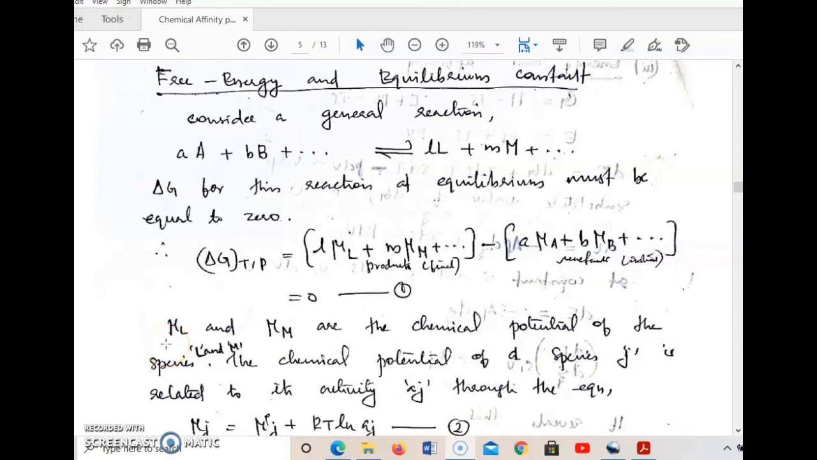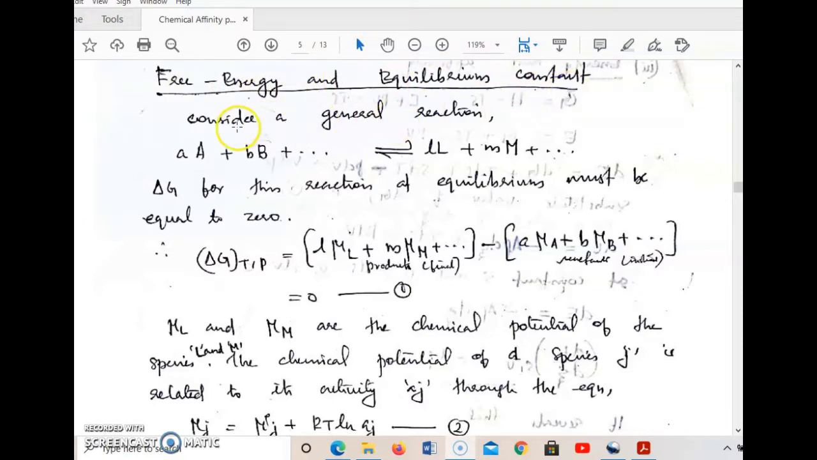In this video, let us find out the relation between free energy and equilibrium constant, that is, the free energy associated with a chemical reaction when it is in equilibrium. So let us derive the relation between free energy and equilibrium constant.